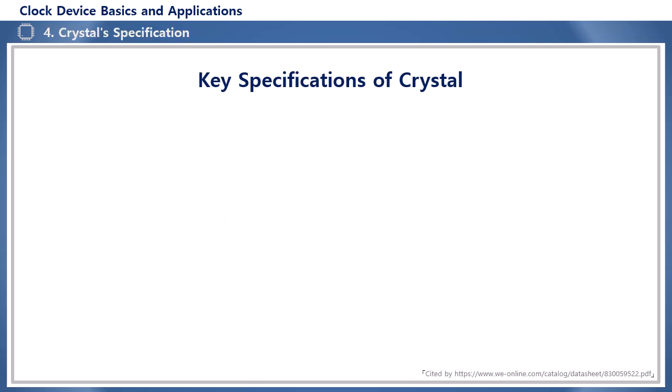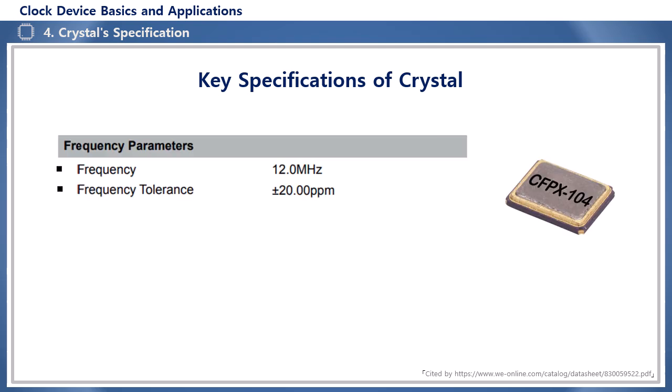Let's take a look at the main specifications of the crystal unit. Frequency refers to the oscillation frequency of the crystal, which is the most important parameter. And frequency tolerance refers to the plus or minus allowable frequency deviation from the specified crystal oscillation frequency. It is usually expressed in units of ppm at room temperature of 25 degrees.